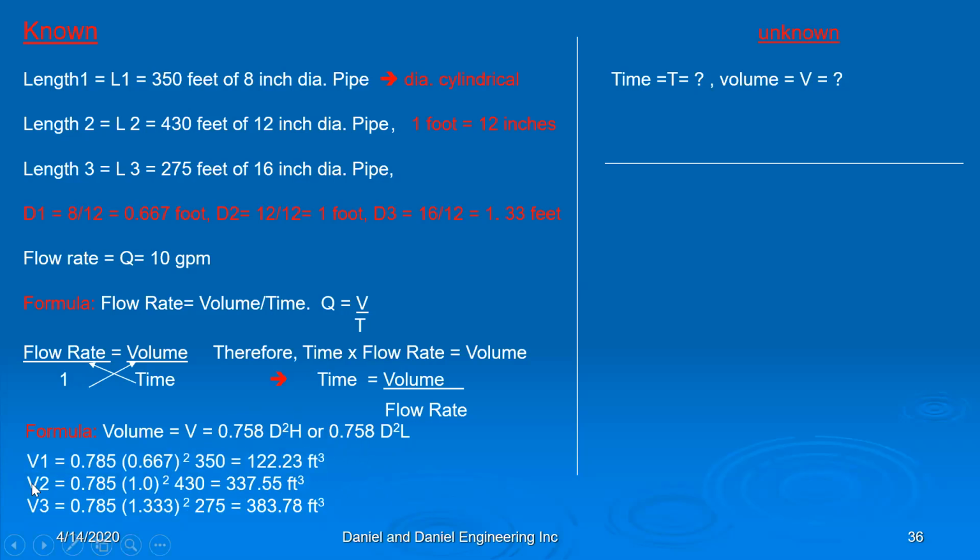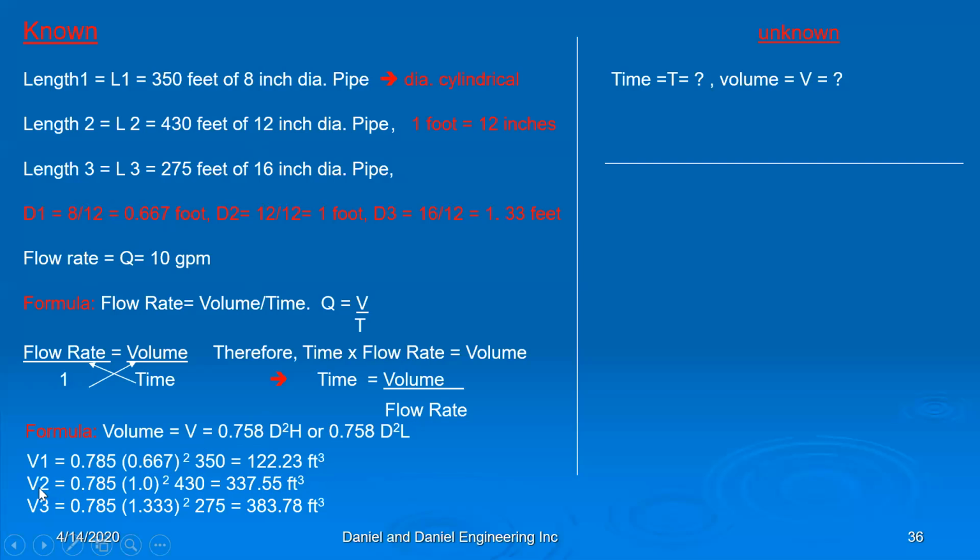So look at your volumes. I call it volume 1. Volume 1 would be the volume of the 8-inch pipe: 0.785 times the diameter squared. Look, I calculated the 8-inch pipe already, squared, or to the power of 2, times a length of 350 feet. That gives us 122.23 cubic feet.